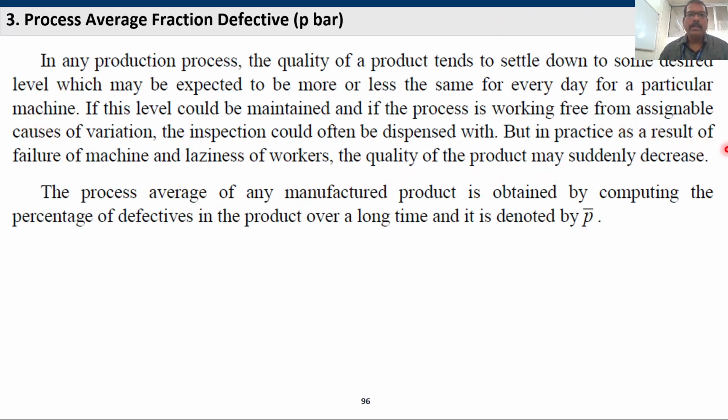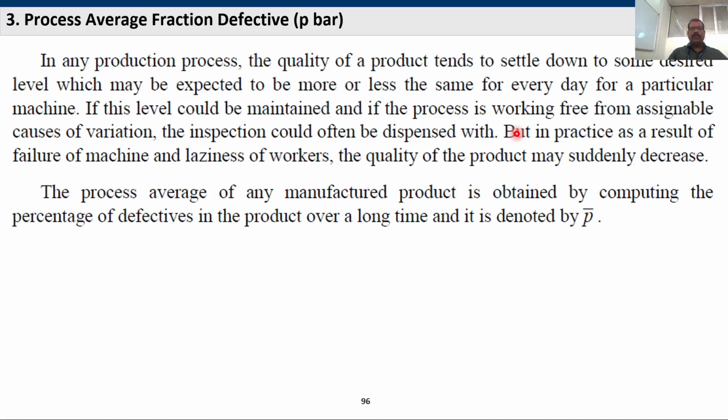Okay, suddenly decrease. The process average of any manufactured product is obtained by computing the percentage of defectives in the product over a long time, and it is denoted by P bar. For example, the percentage of defectives you are expecting or predicted from the machine regularly, and you are representing that, is called P bar, the process average fraction defective.